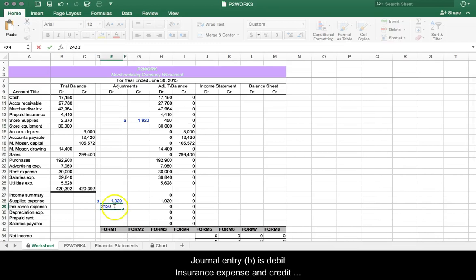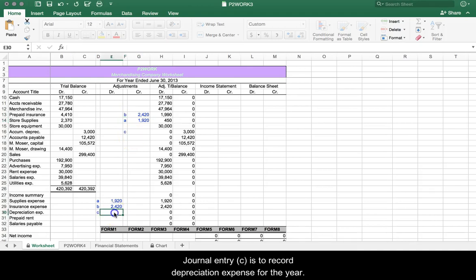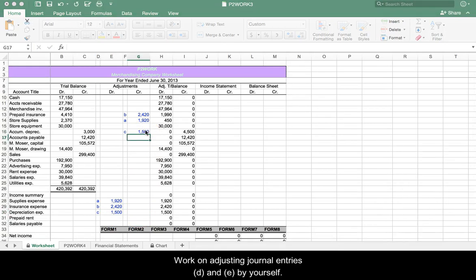Journal entry B is debit insurance expense and credit prepaid insurance for $2,420. Journal entry C is to record depreciation expense for the year. Work on adjusting journal entries D and E by yourself.